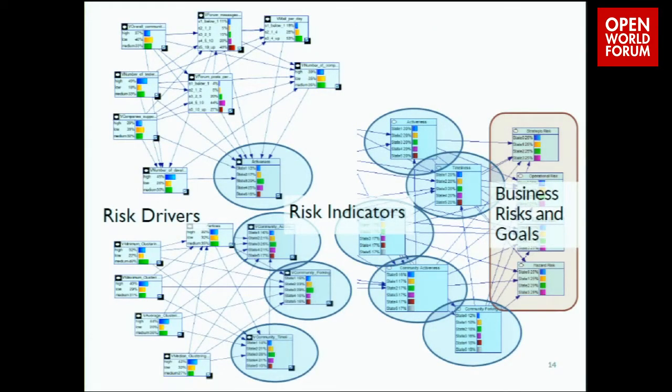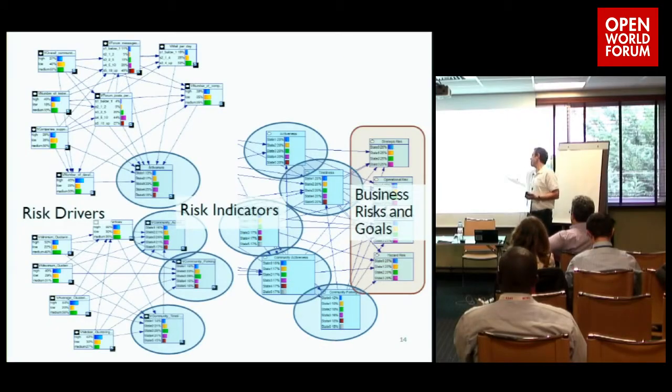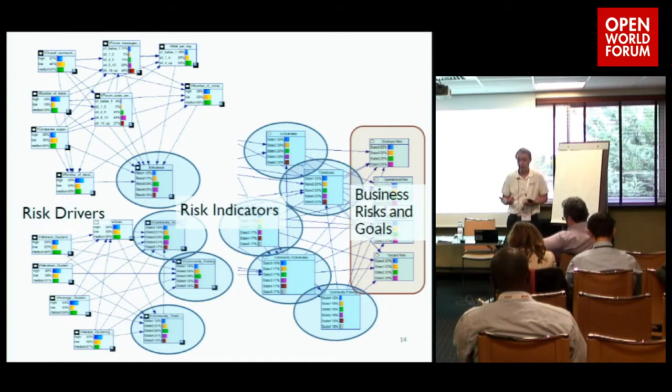So the overview is like this. We have all the risk drivers. They are turned into risk indicators, and then they are connected to business risks and goals. So this chain is the methodological chain that has been developed, and this is where the academic partners fit. But now we have the second part, where we actually develop a platform. And this platform is a decision support platform.